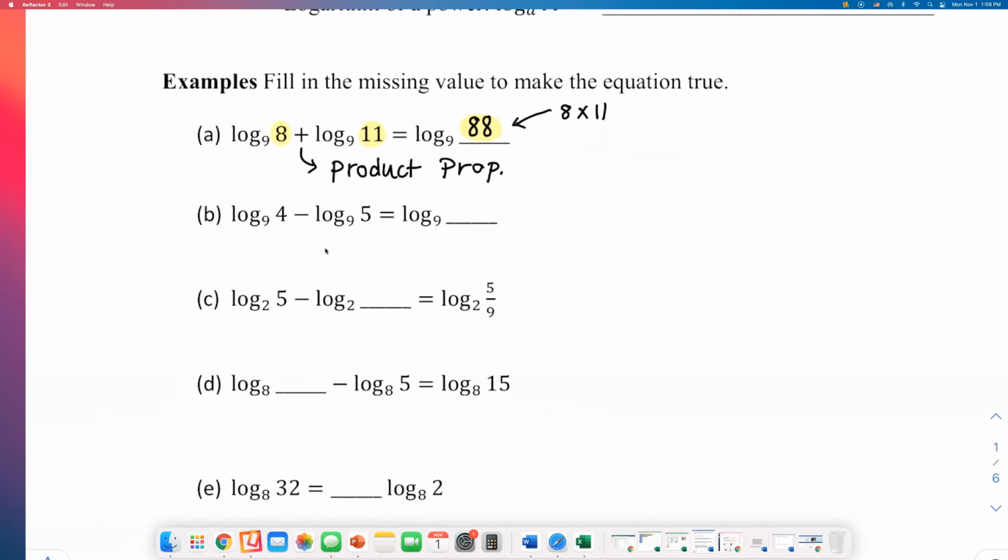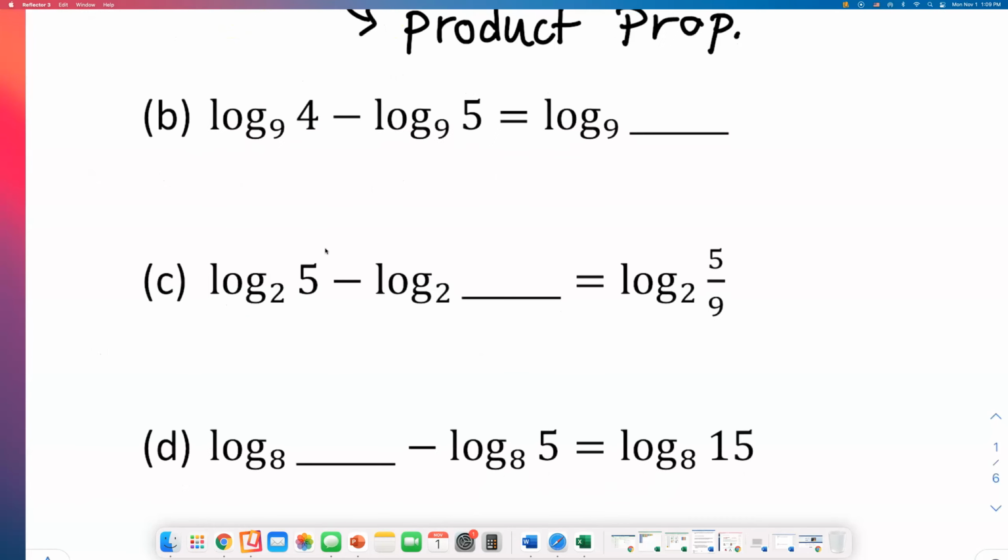So let's look at some examples that have this quotient property. So B and C, and I think D too. Let's look at B first. I have log base 9 of 4 minus log base 9 of 5. What I should pay attention to is that the sign in the middle right there is a minus sign.